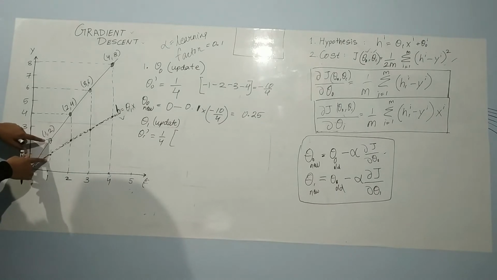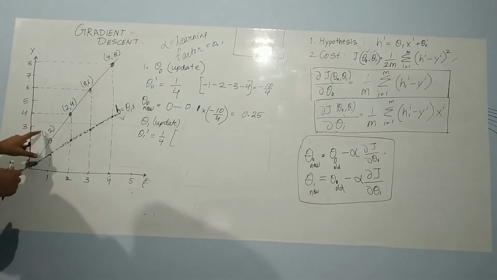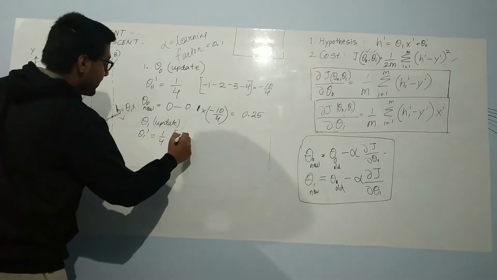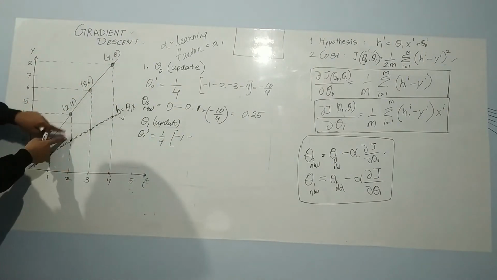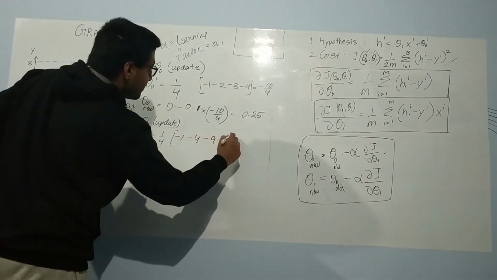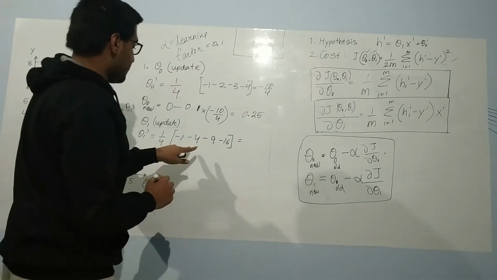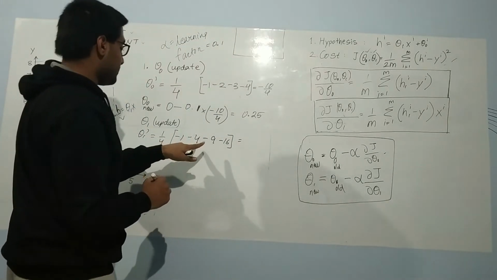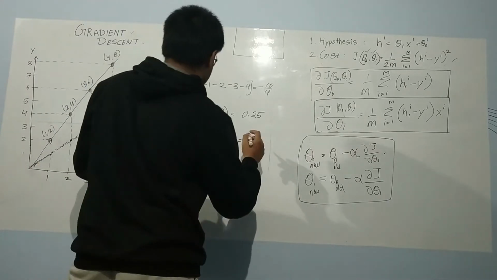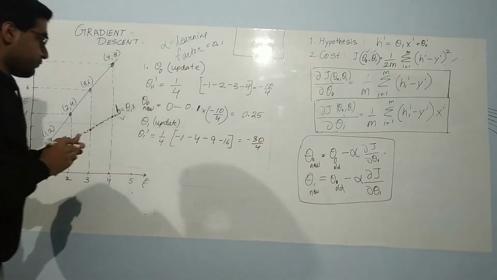The difference between predicted and actual value, that is minus 1, multiplied with x, where x is 1. So minus 1 into 1, that's minus 1. And minus 2 into 2, that's minus 4. Minus 9 and minus 16. That gives us minus 30 by 4, right?